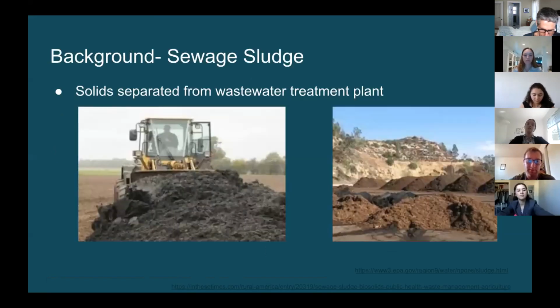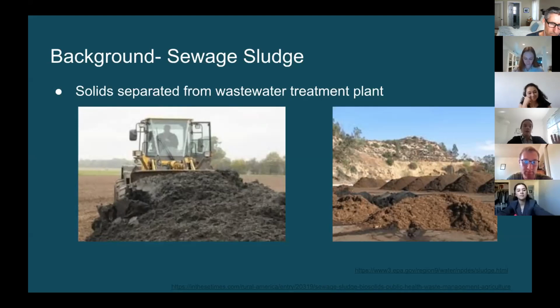So what is sewage sludge? They are solids separated from wastewater treatment plants. When you go through a wastewater treatment plant, you have the water, which can be reused, and then you get these solids. Often these solids were just put into landfills, and that took up a lot of valuable space in the landfills. So scientists decided to put it onto soil and crops to improve nutrients, mainly phosphorus and nitrogen, and also add soil organic matter, which has a lot of benefits to soil.